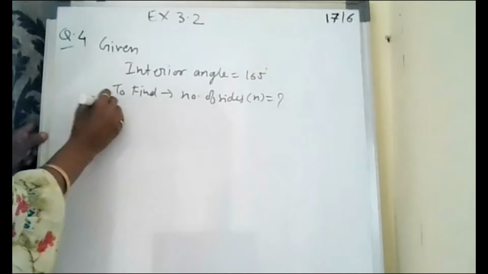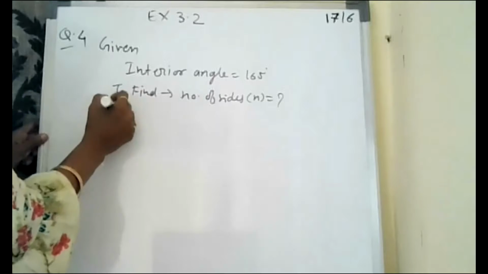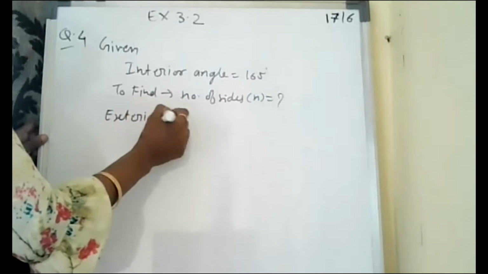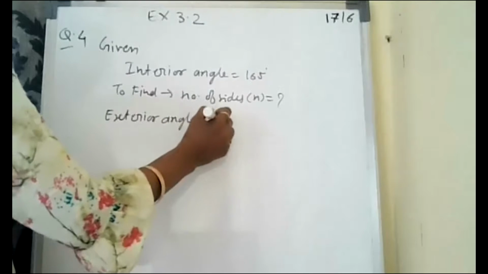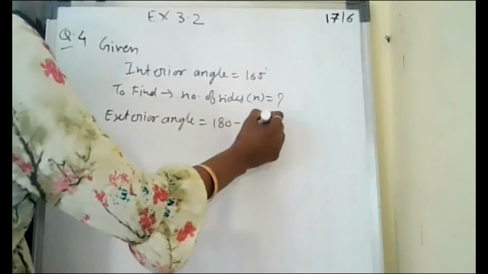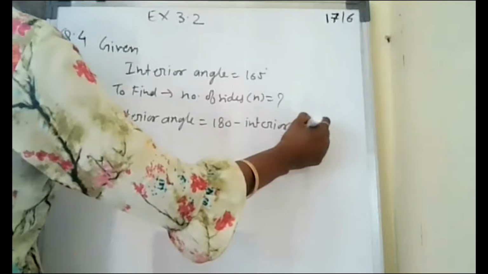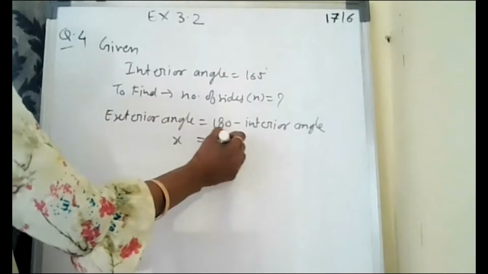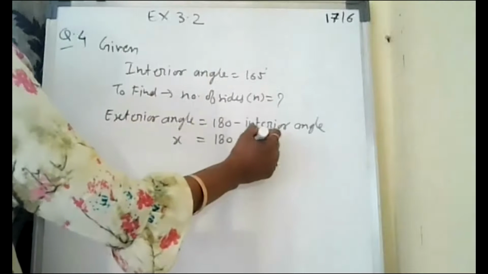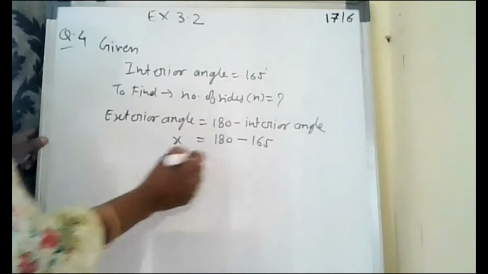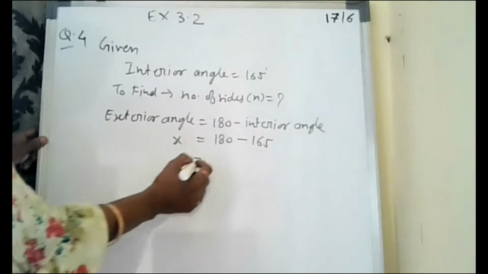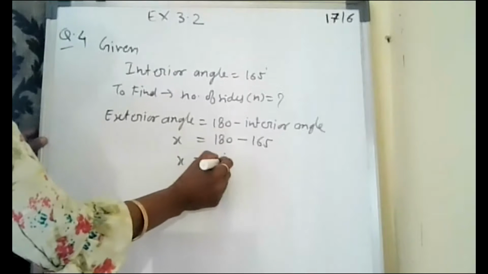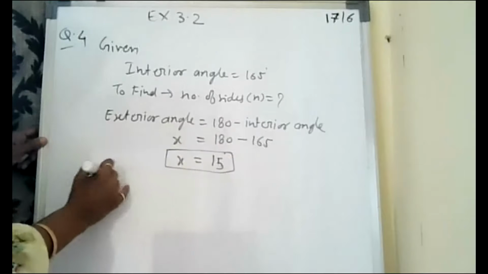And we know that exterior angle equals 180 minus interior angle. So exterior angle we denote by x. So 180, interior angle is given 165. So 180 minus 165, what will we get? 15 degree. So the exterior angle came 15 degree.